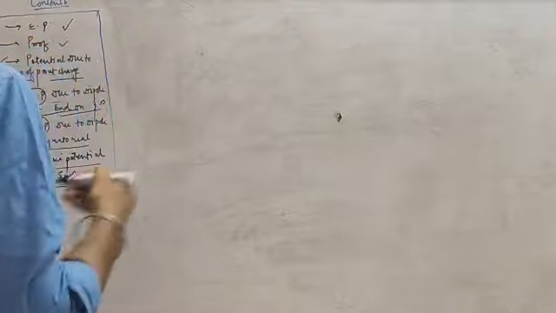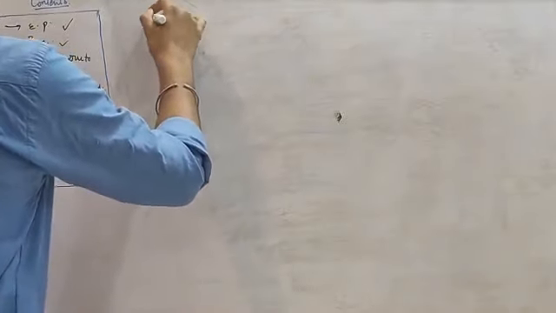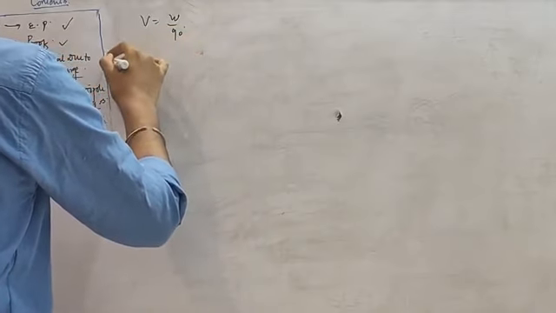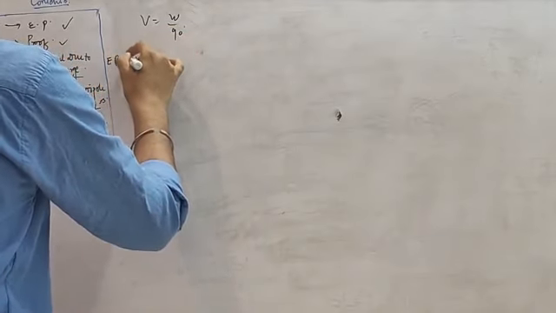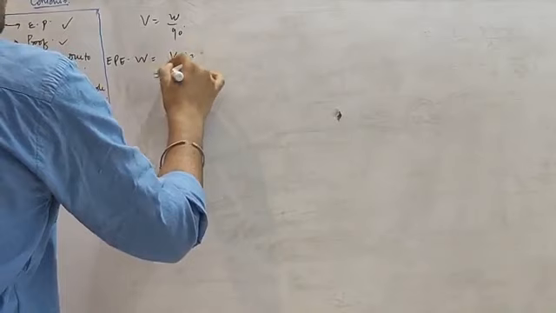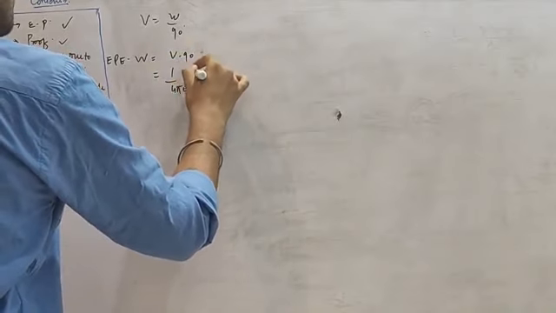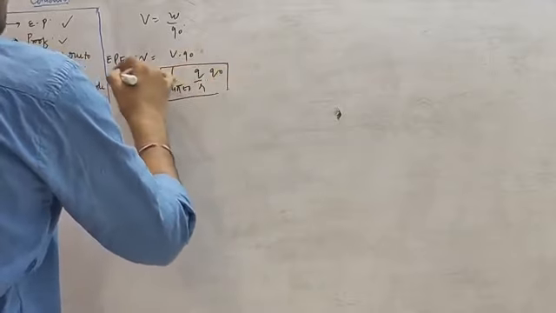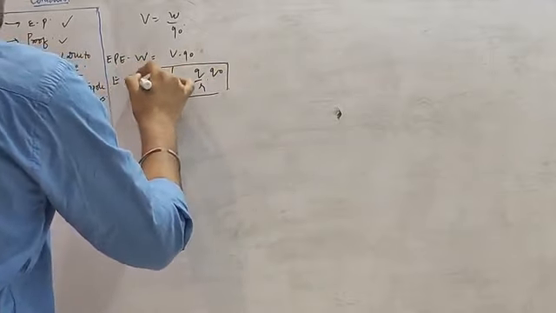So as we have studied, V is equal to W upon Q naught. Similarly, work done or electric potential energy is equal to V into Q naught, and V equal to 1 upon 4 pi epsilon naught Q upon R, into Q naught. So again we have one more formula for the electric potential energy.